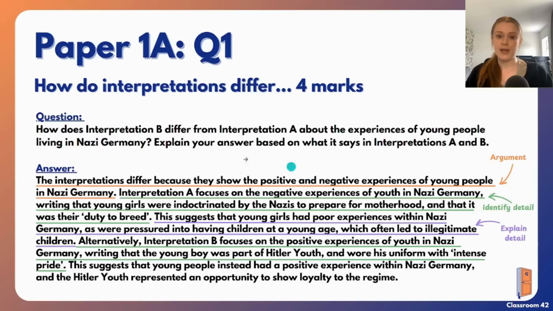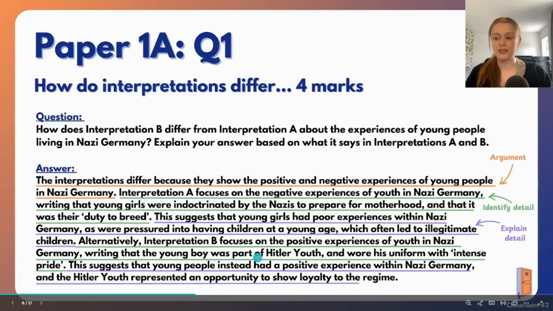Then we just need to do the same for interpretation B. So alternatively, interpretation B focuses on the positive experiences of youth in Nazi Germany, writing that the young boy was part of Hitler Youth and wore his uniform with intense pride. Then we of course have to explain this detail. So this suggests that young people instead had a positive experience with Nazi Germany and the Hitler Youth represented an opportunity to show loyalty to the regime. And that's our question 1 done.